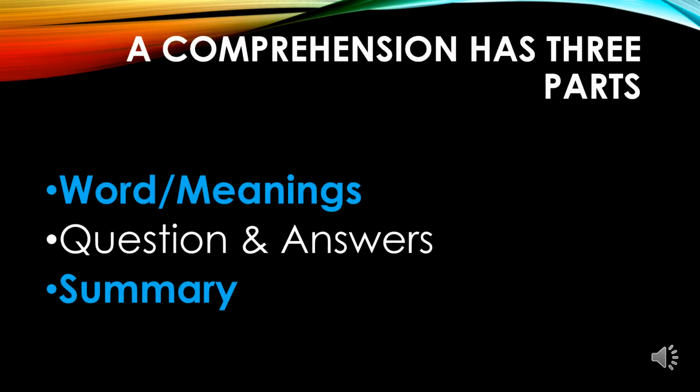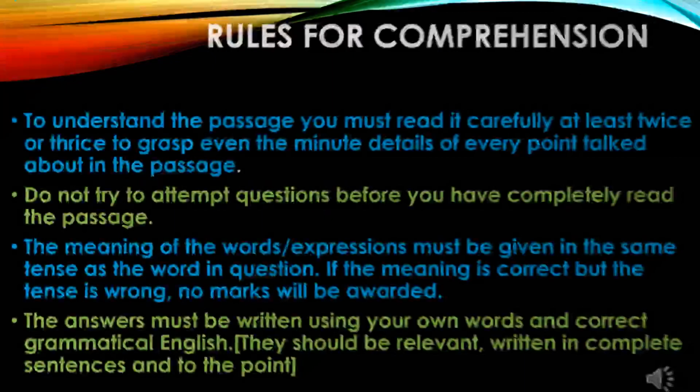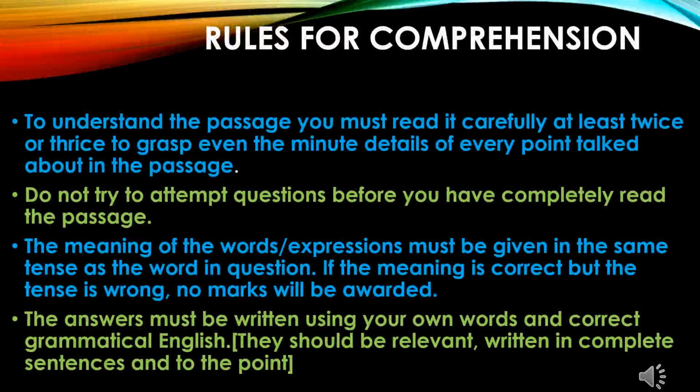A comprehension has three parts: word meanings, question and answers, and summary. And now the rules for a comprehension. To understand the passage, you must read it carefully, at least twice or thrice, so that you do not miss the minute details of every point talked about in the passage. Do not try to attempt questions before you have completely read the passage.